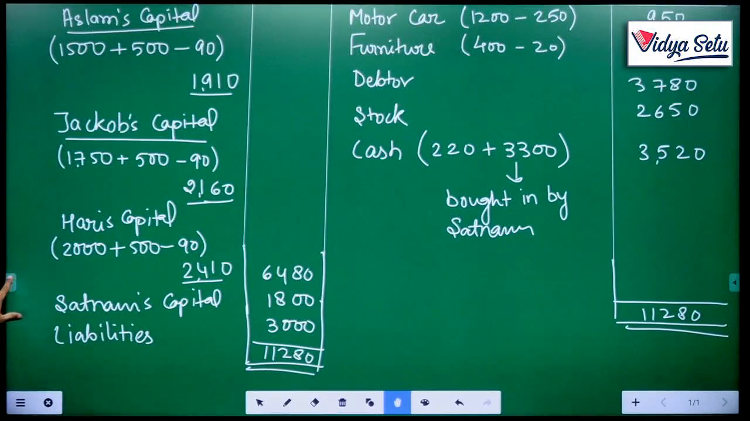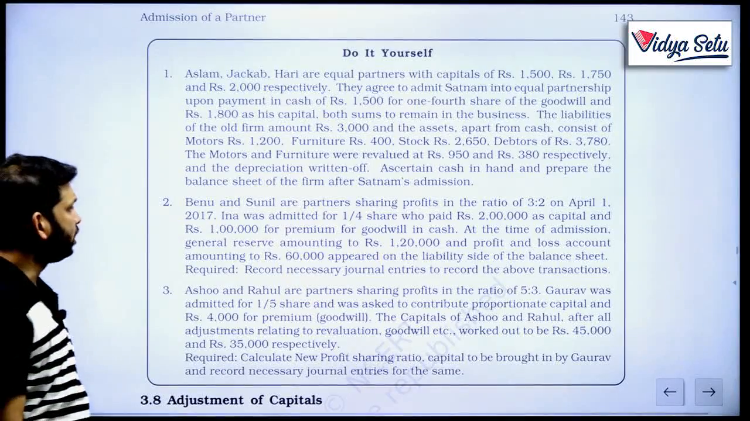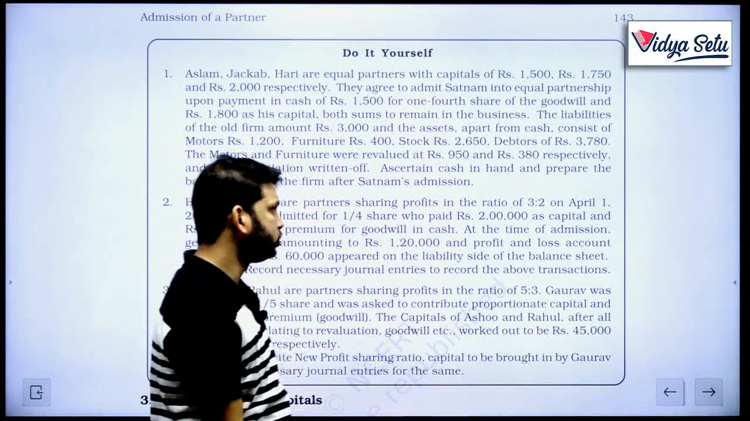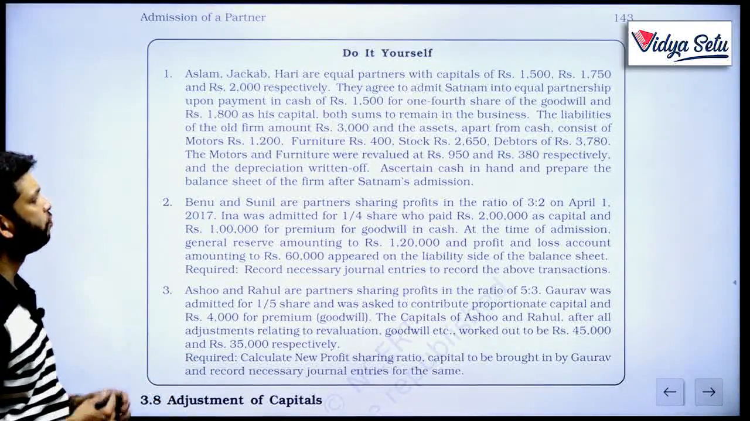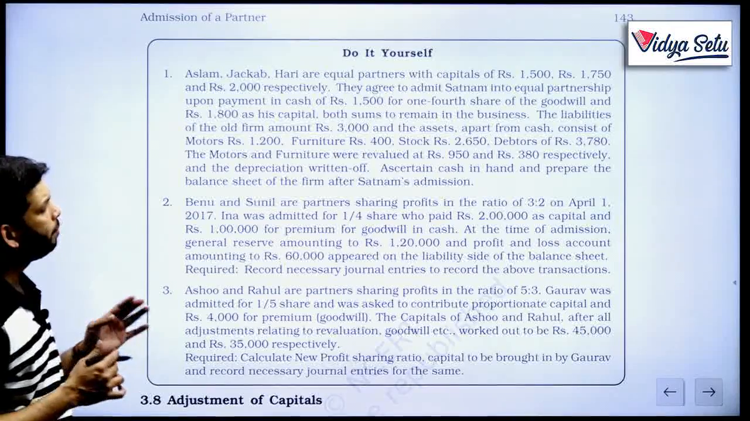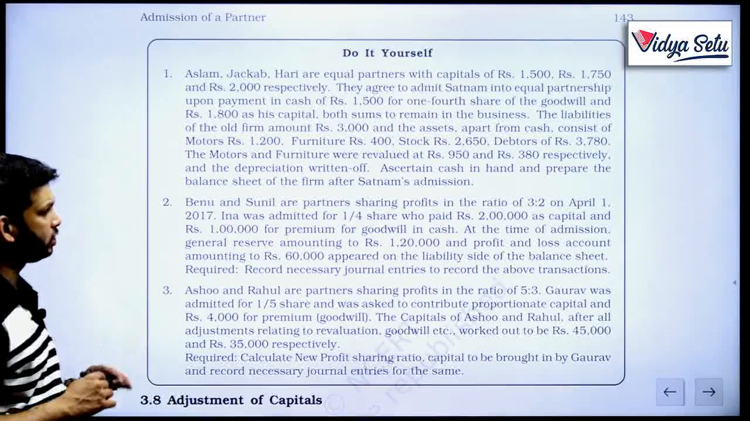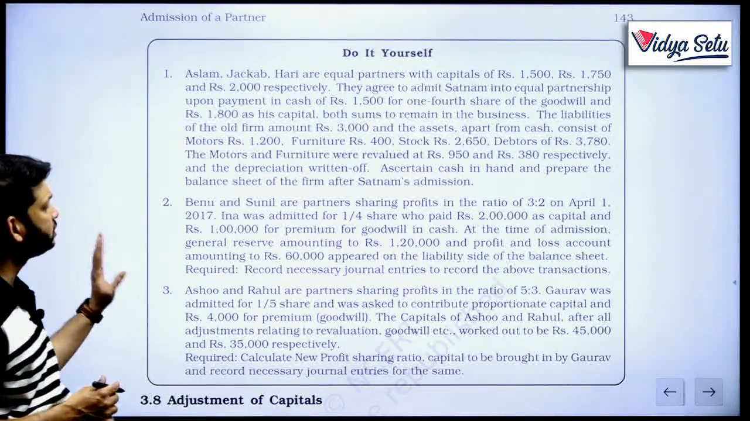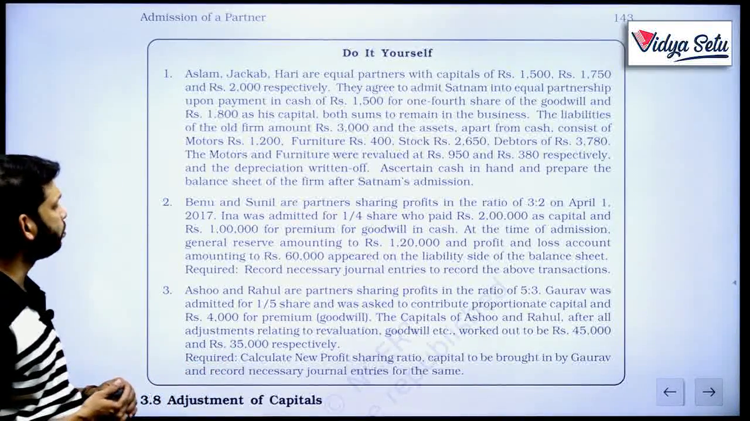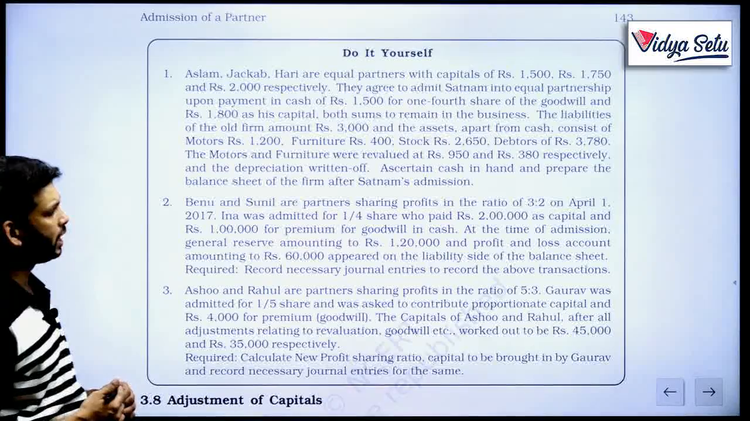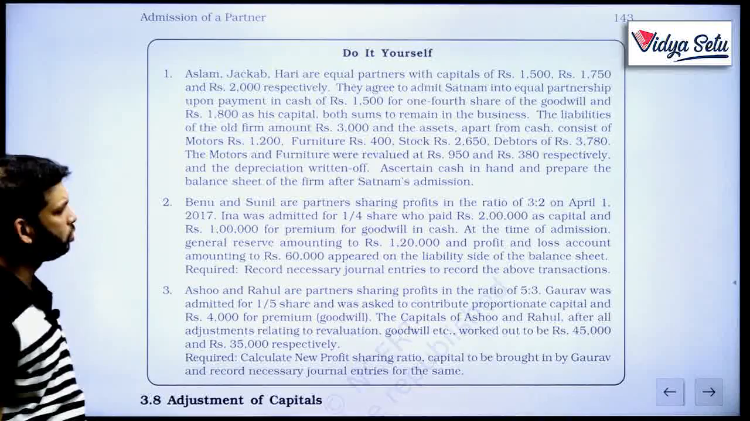Now, let's look at the next question. Benu and Sunil are partners sharing profits in the ratio of 3:2. On April 1, 2017, Ina was admitted for 1/4 share, who paid 2 lakh as capital and 1 lakh as premium for goodwill in cash. At the time of admission, general reserve amounting to rupees 1,20,000 and profit and loss amounting to rupees 60,000 appeared on the liability side of the balance sheet. Record necessary journal entries to record the above transaction.